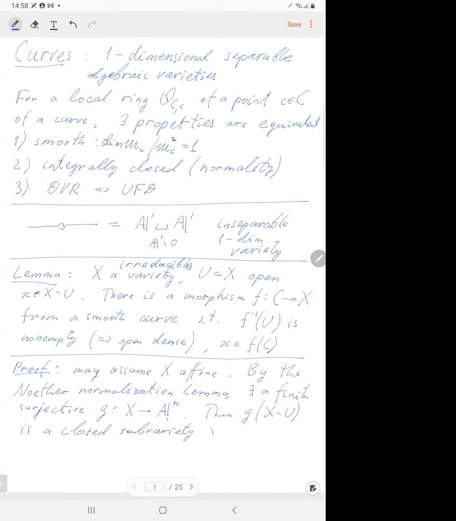Pardon me? Why is it closed? Because of the finite morphism. Finite or else proper.